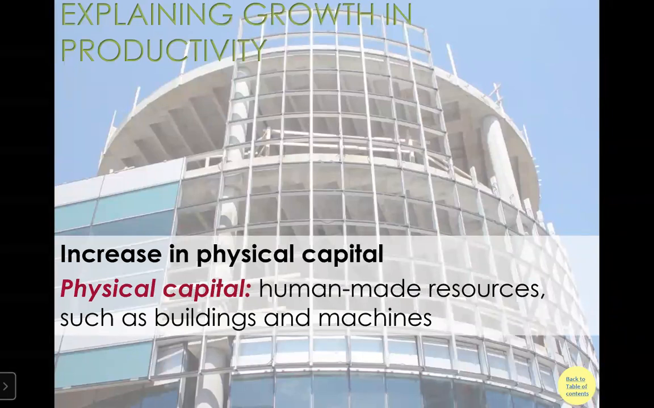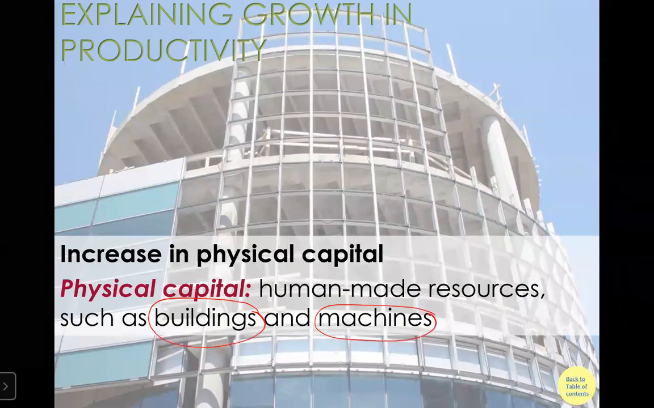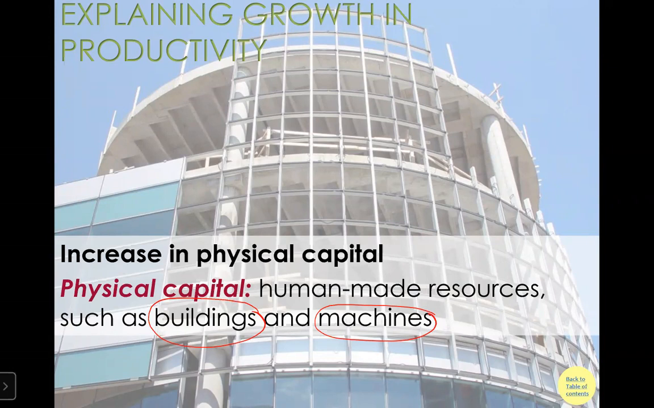Physical capital. That's going to be important to explain growth. What is physical capital? Physical capital is the human-made resources such as buildings, machines. So why is physical capital important? Just think about the farmer. The farmer can use their hands to plow the field, or they can use large animals, but certainly a tractor is going to be way more efficient, way more powerful. So that is the power of physical capital.